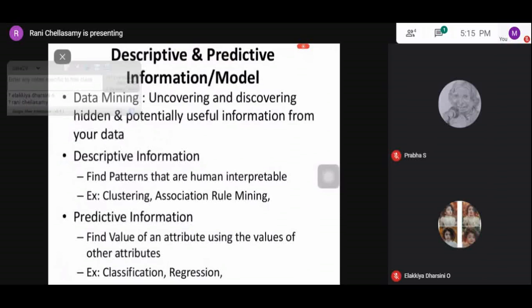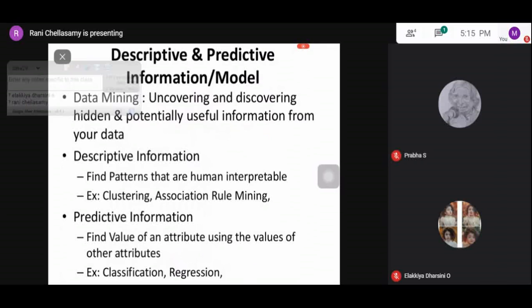Coming on to the descriptive model and predictive model. Descriptive is all about unsupervised machine learning algorithms. First of all, data mining is all about discovering hidden patterns or interesting data or information. That is uncovering and discovering the hidden useful information, that is interesting and relevant information from the data. That is called data mining.